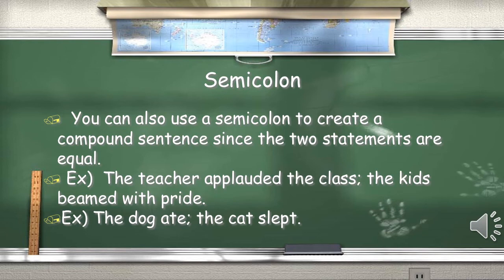We can also write a compound sentence without a coordinating conjunction. We can use a semicolon instead of the fanboys. For example, the teacher applauded the class; the kids beamed with pride. The dog ate; the cat slept. But sometimes when we use a semicolon to join two sentences together, the meaning might not be clear. So the best way to make a compound sentence is by using coordinating conjunctions or fanboys.